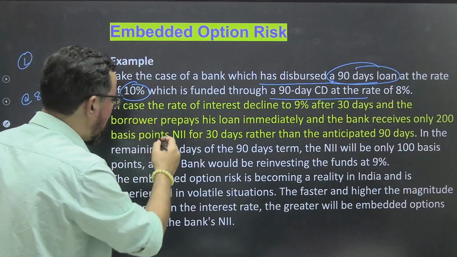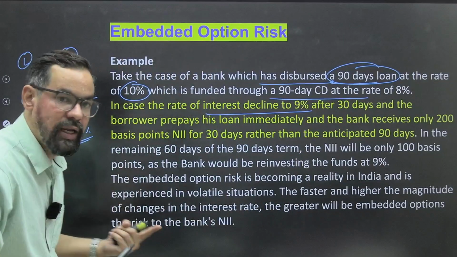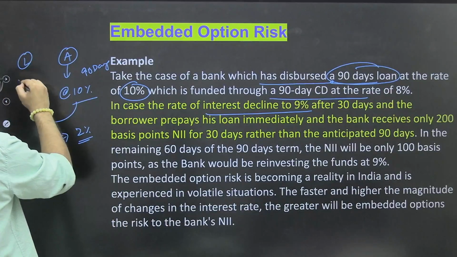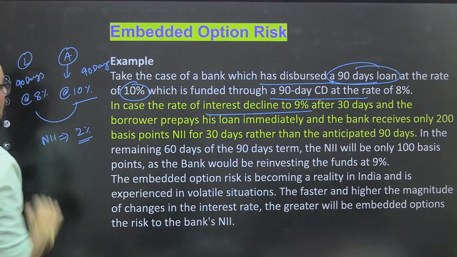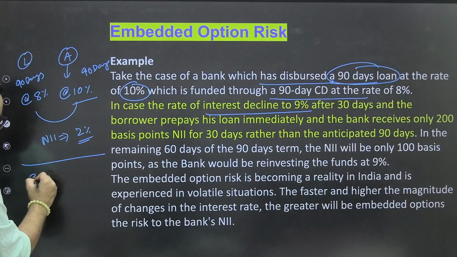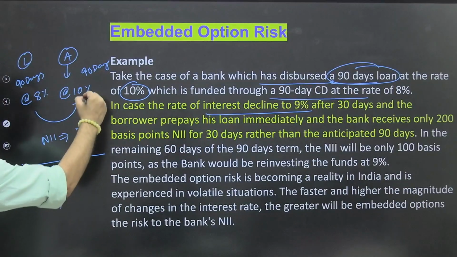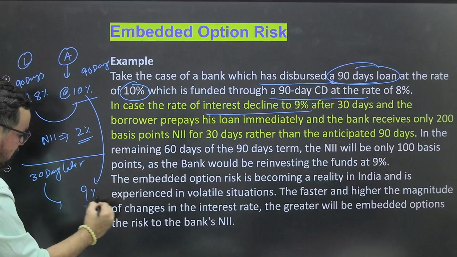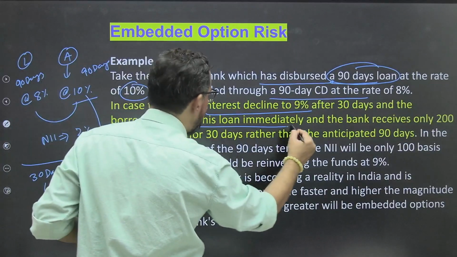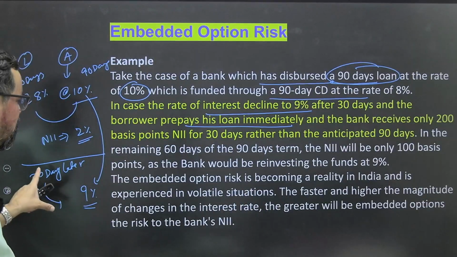Okay? So in case the rate of interest declined to 9% after 30 days. It was for 90 days, we have the same maturity, 90 days, 90 days. Now what happened after 30 days? 30 days later, the interest rate came down to 9%, and the borrower prepaid his loan immediately, and the bank received only 200 basis points in this particular case.